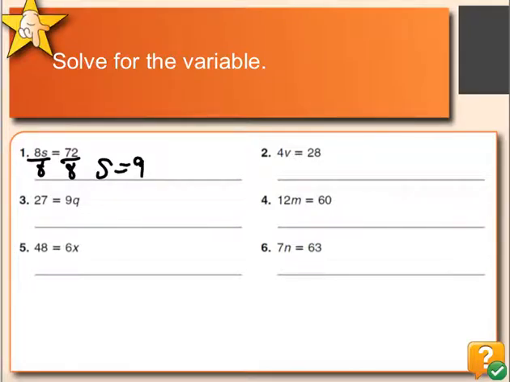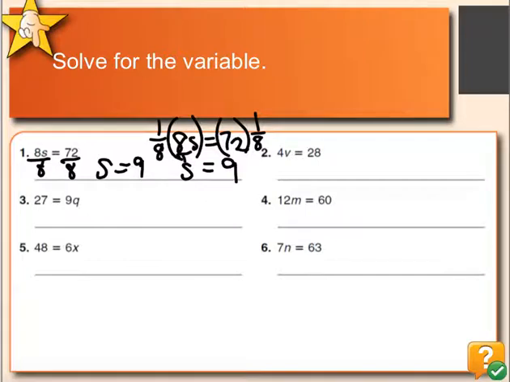The other way to think about this is that we can use the multiplication property of equality. If I have 8s equaling 72, the only way to get s alone is to use multiplication by 1 over 8, because then I will have 1 over 8 times 8 over 1 is just 1s. So if I do it to one side, I have to do it to the other, and 72 times 1/8 is 9.